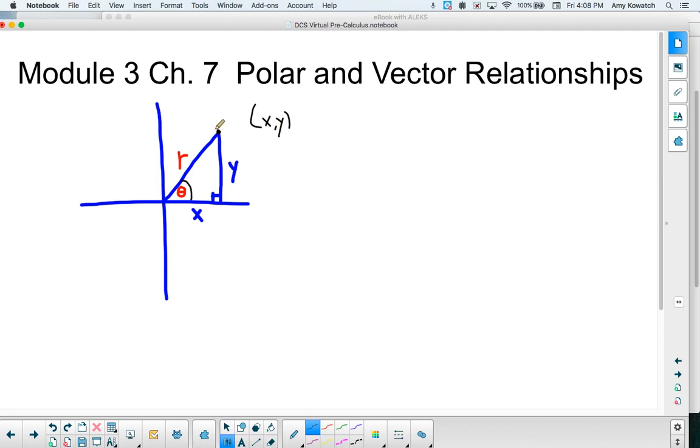So there's two ways to get there. You could either do red or blue. This particular picture is kind of like the poster child for polar and vector and actually parametric equations, because everything is a right triangle.